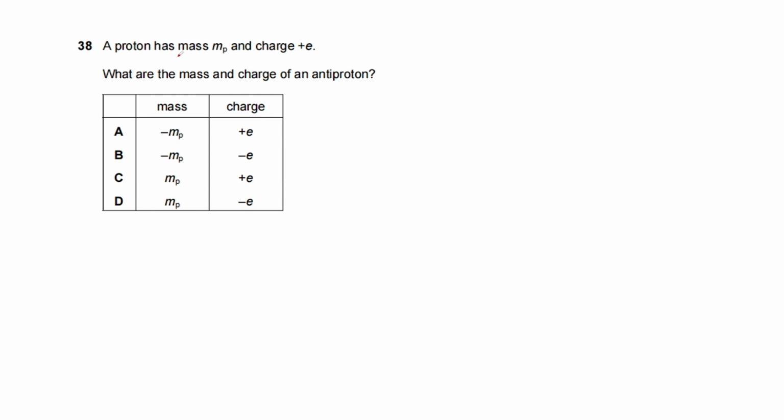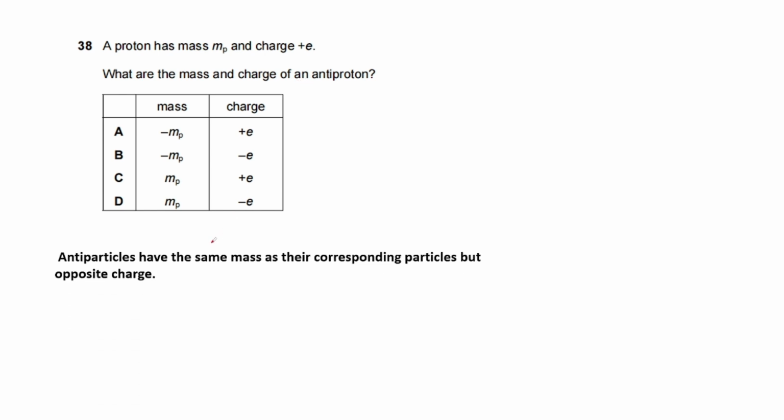Question number 38. A proton has a mass MP and charge plus E. What are the mass and charge of an antiproton? So in the case of antimatter, it will have the same mass, but the charge will be the opposite, which means that the same mass will be option C or D. And let's check for the charges. The charge over here is plus E, so it must be of the opposite charge, which means minus E. So option D is the correct answer.